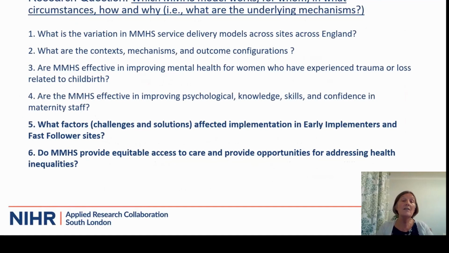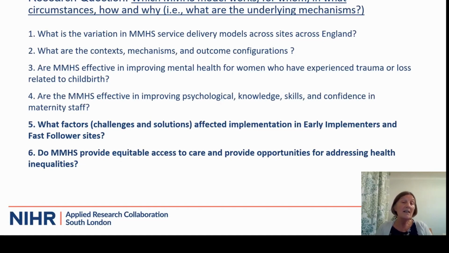So the questions that are going to be addressed are: what's the variation in the maternal mental health service models across the sites? What are the contexts, mechanisms and outcome configurations? Are the services effective in improving mental health for women who've experienced trauma and loss? And are they effective in improving psychological knowledge, skills and confidence in maternity staff?